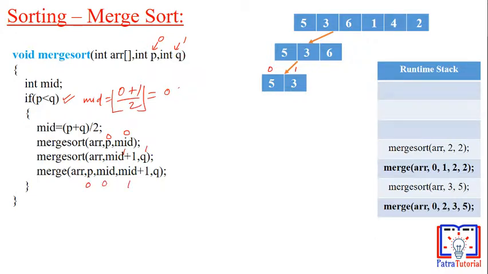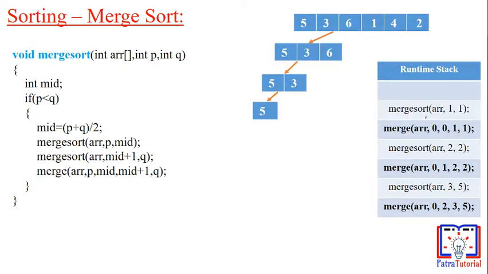1, last index is 1. So these two instructions, merge sort ARR of 1 1 and merge ARR 0 1 1 1, will be put into the runtime stack, and I will call the merge function again. Okay, so let me do that one. This is the things I have to do.